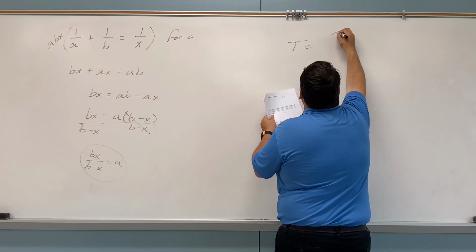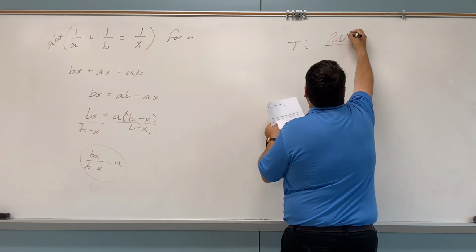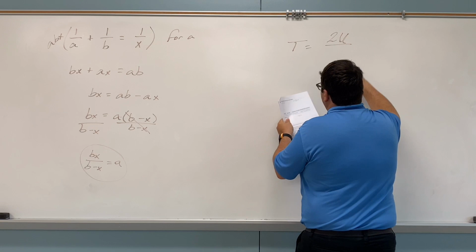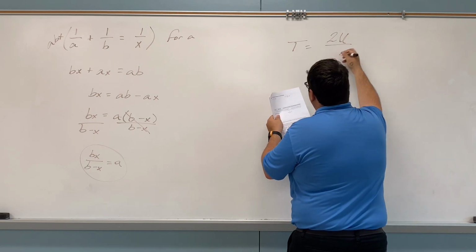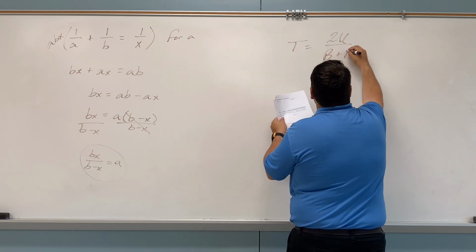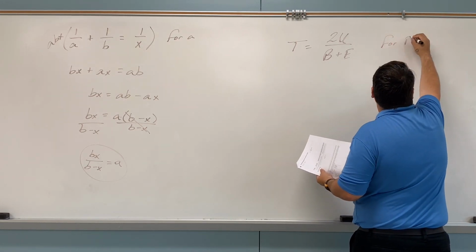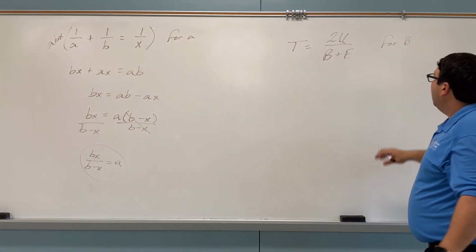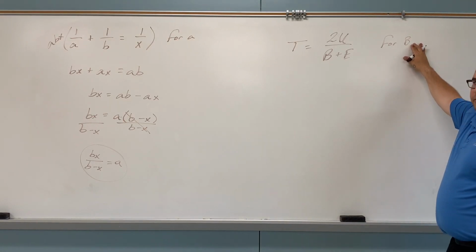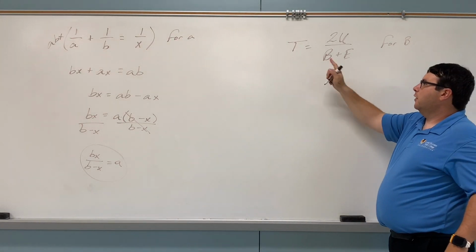T is equal to 2u. That's a big U, capital U. T is equal to 2u over b plus e. Talking about a thermal problem here. And we're solving for b. B is right here in the denominator.